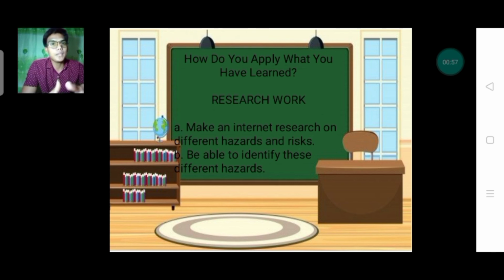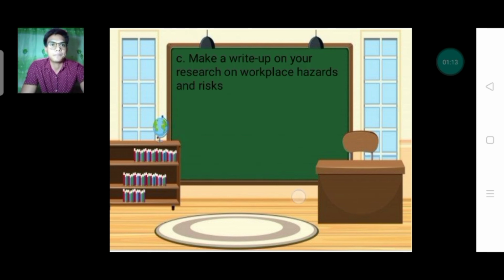And yung pinakahuling activity na gagawin nyo is make a research work. Make an internet research on different hazards and risks. And next is be able to identify these different hazards. And yung last is make a write-up on your research on workplace hazards and risks.